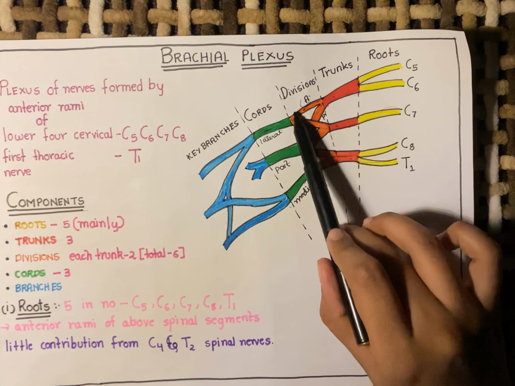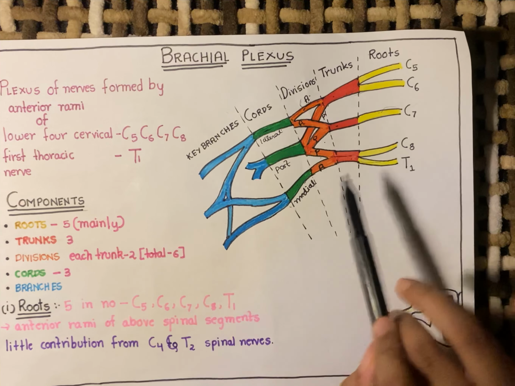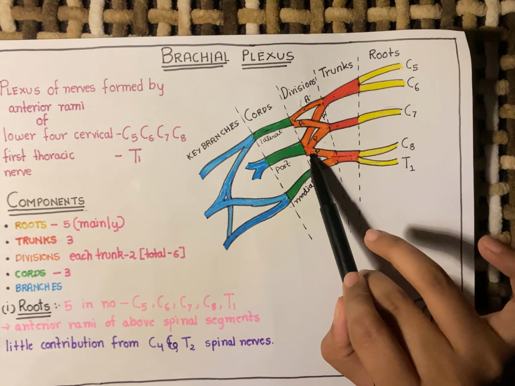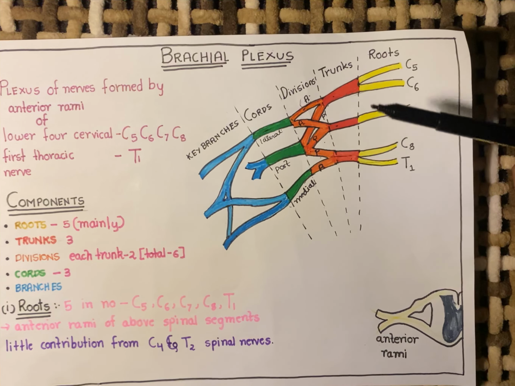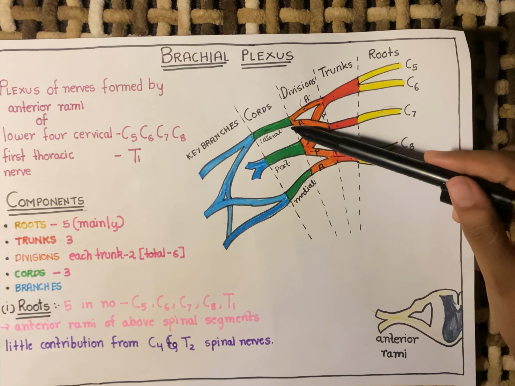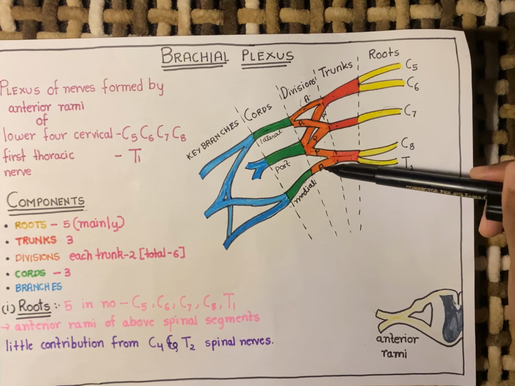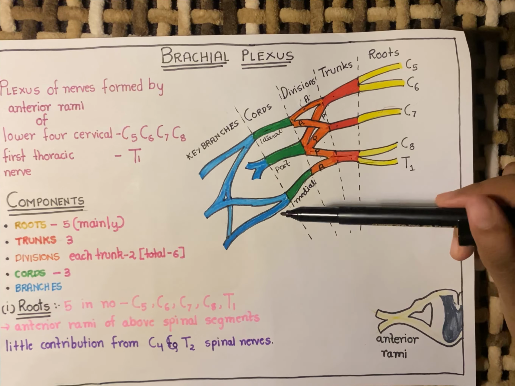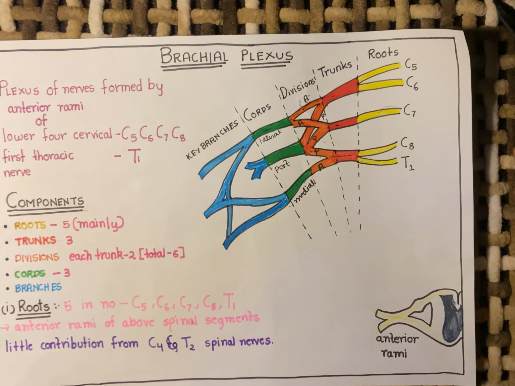Upper trunk gives off an anterior and a posterior division. Middle trunk gives off an anterior division and a posterior division. Lower trunk again gives off a posterior division and an anterior division. Okay. Anterior divisions of the upper trunk and middle trunk fuse to form the lateral cord. The anterior division of the lower trunk itself continues as the medial cord, and the posterior divisions of all three trunks fuse to form the posterior cord.